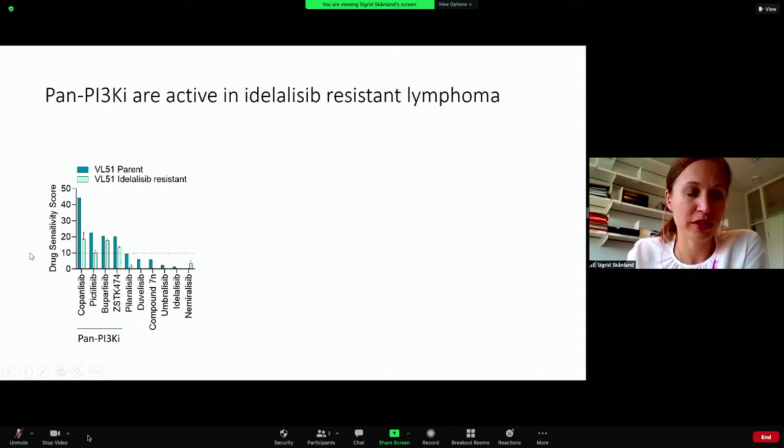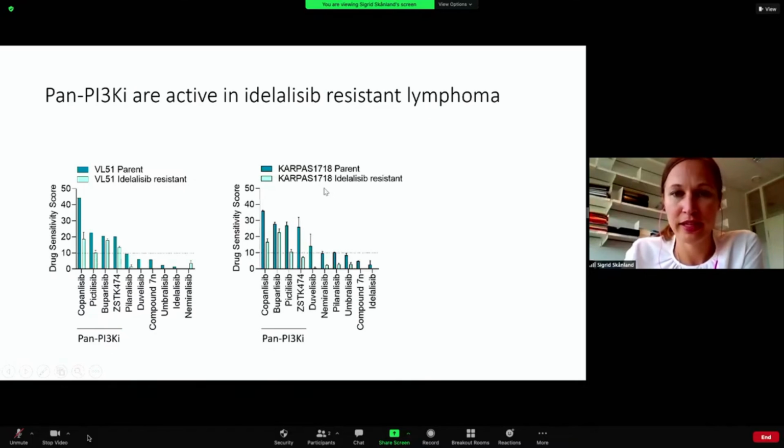And again, we performed the drug sensitivity screen, and shown here is the drug sensitivity score. So higher score means higher sensitivity. And as expected, we see that the resistant cell line shows lower sensitivity to the PI3 kinase inhibitors compared to the parent cell line. But interestingly, we see that it maintains quite good response to the PAN inhibitors. And this was also confirmed in the second lymphoma cell line, which is also resistant to idelalisib. So it seems that there is still some sensitivity to PAN inhibitors in the isoform-specific resistant cell line.